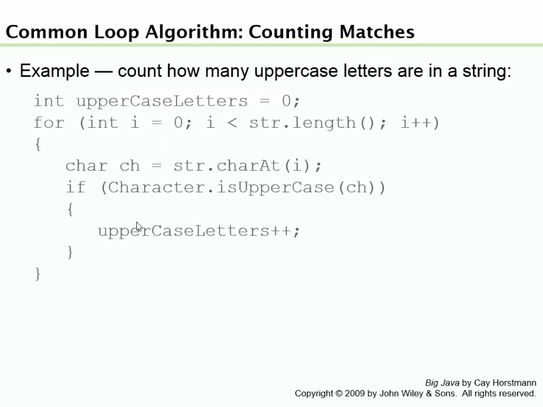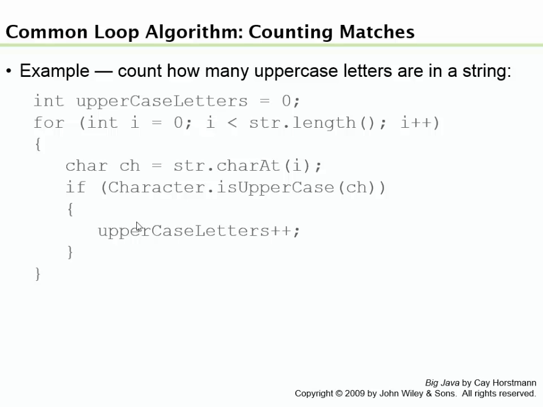Here's another one. You're trying to find perhaps a specific character. Say you want to count up the number of capital letters in a string. So we're counting up matches, and this is called counting matches. We initialize uppercase letters to 0. And then we're going to go through the string one character at a time and see whether or not that letter is a capital letter.